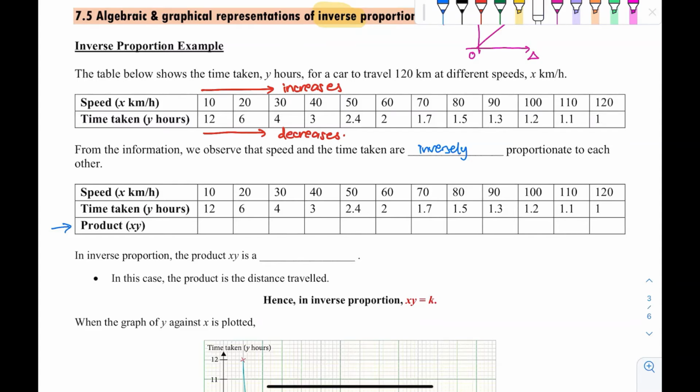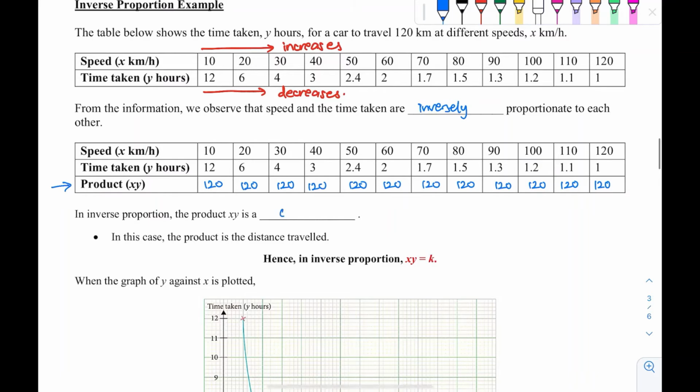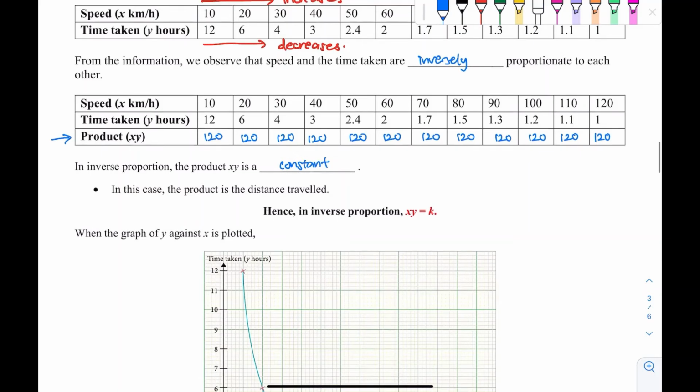Okay, so let's observe the product. When speed is multiplied by the time, that's what we mean by product, we will get 120 over here. Likewise, it is 120, 120. In fact, for every single value, we will keep getting 120. So notice that the product of speed times time taken is actually a constant. It remains unchanged.